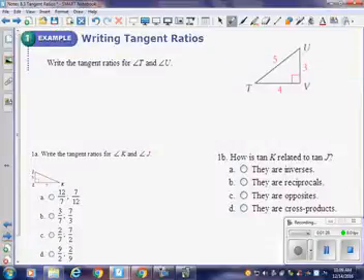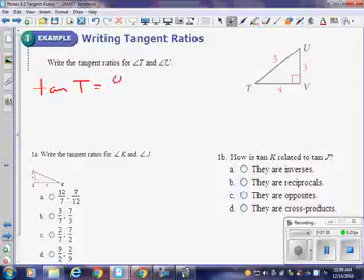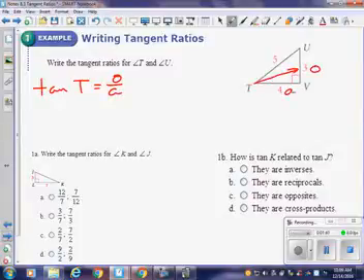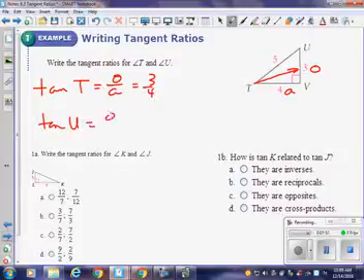Here it's asked us to write the trig ratio for these two angles. For angle T, we're going to look at opposite over adjacent. Across from T is 3, and adjacent to T is 4, because those are the two sides that meet at a right angle. So that's going to be 3 over 4. When you talk about tangent of U, also being opposite over adjacent, that switches your perspective.